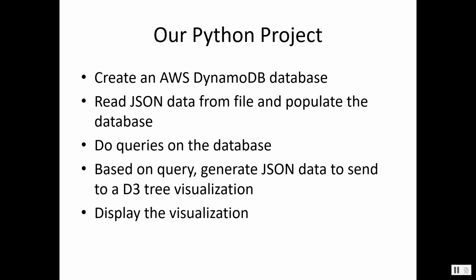So what we're going to do in our Python project is create an AWS database. We're going to read JSON data just like you did before. When we did the visualization exercises, we read this JSON data and created visualizations from it. But this time we're going to be doing a little bit more with it. We're going to learn how to do queries in a document store environment, and we're going to be able to generate JSON data to send to a D3 visualization and then ultimately display the visualization.